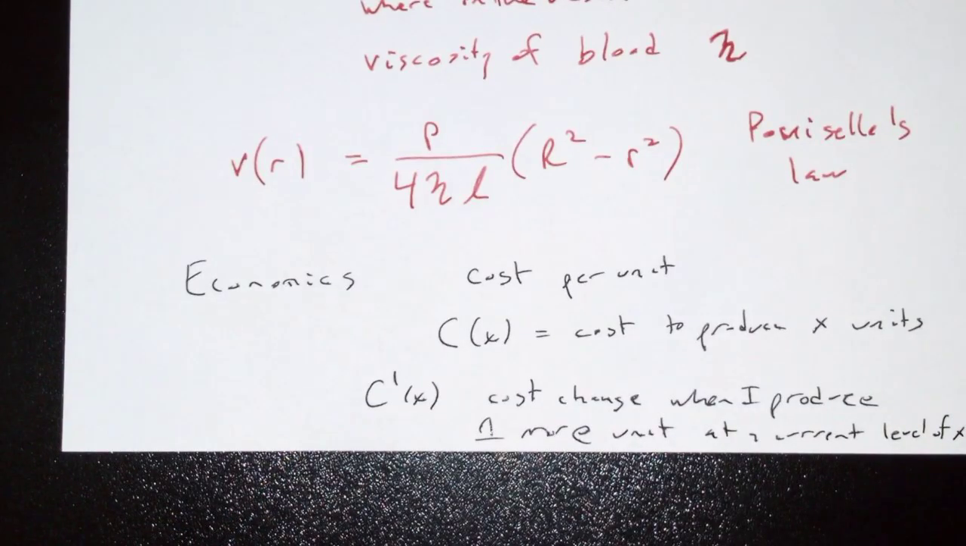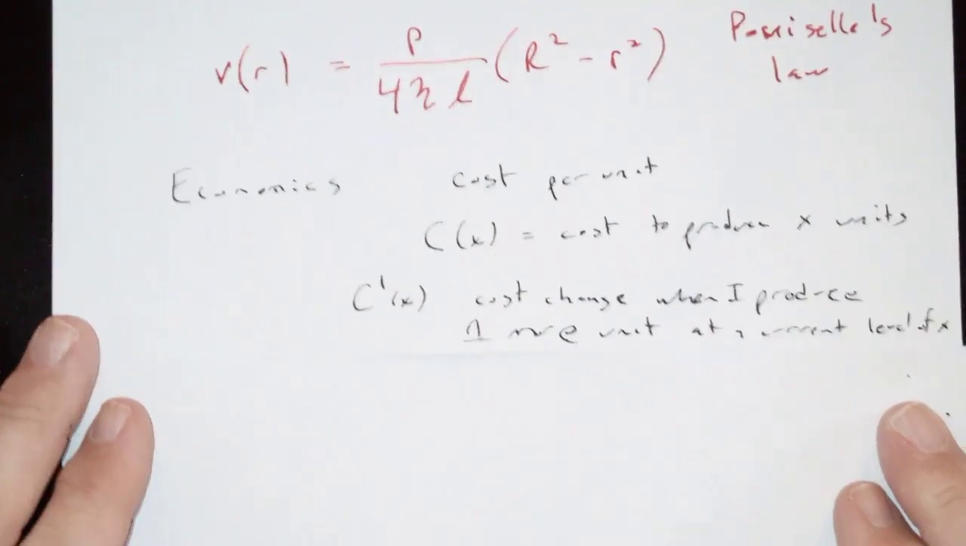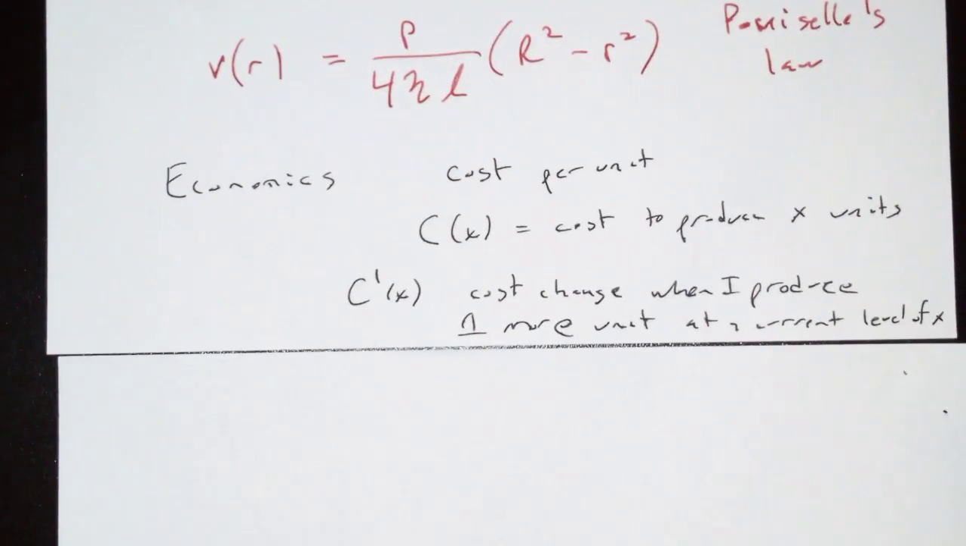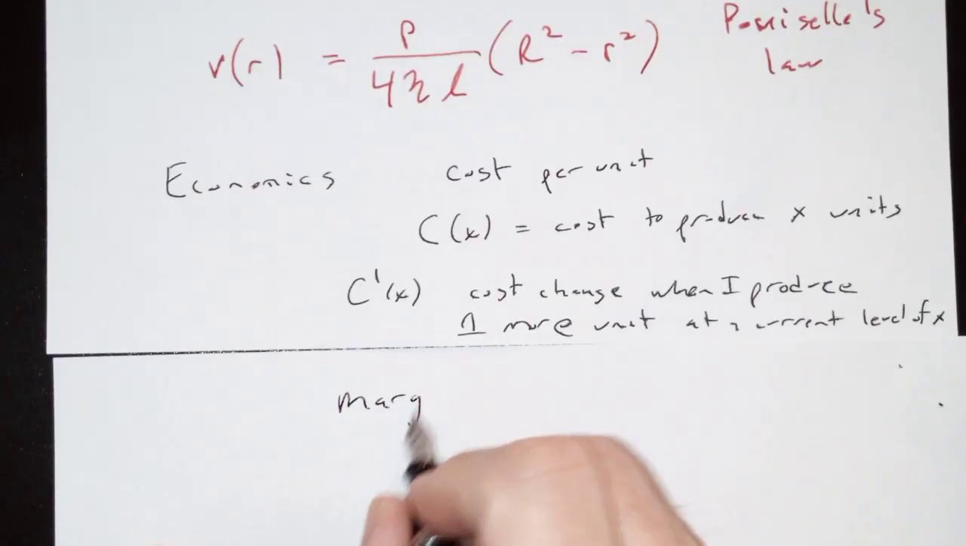C prime of X is the cost change when I produce one more unit at a current level of X. So if I'm making 100 units, I do C prime of 100. That tells me how much it'll be to move to 101 units. If I'm at 1,000 units, I'll do C prime of 1,000. But I need to know where my current production level is. We call this the marginal cost.